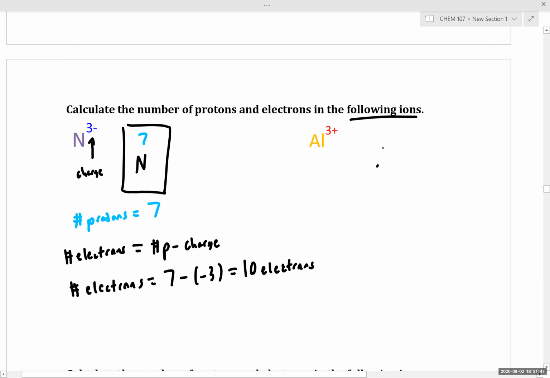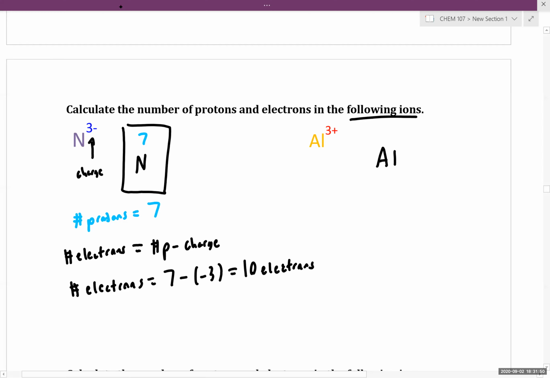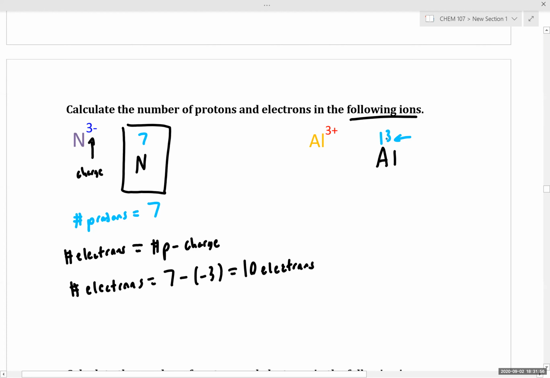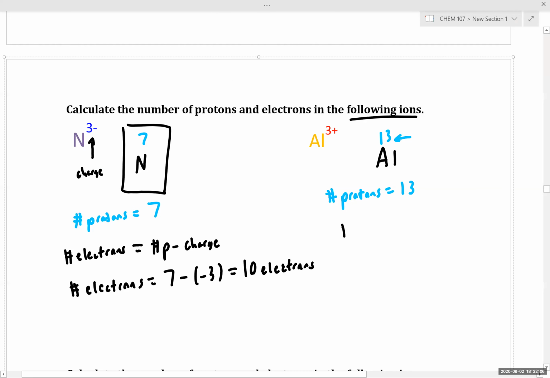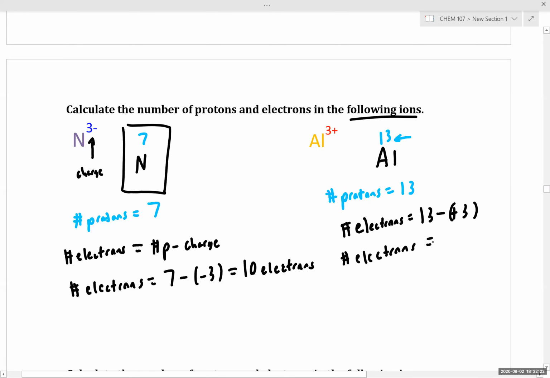Aluminum 3+. Aluminum in the periodic table has an atomic number of 13, ergo our number of protons is equal to 13. In turn, we can calculate our number of electrons, which is equal to our number of protons, 13, minus the charge, which is +3. So aluminum 3+ has a total of 10 electrons. Do these examples make sense to everyone so far?